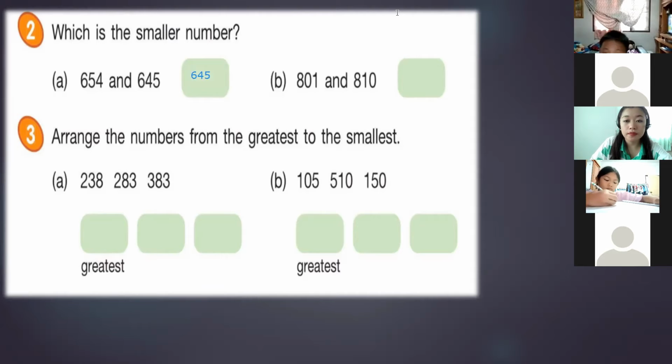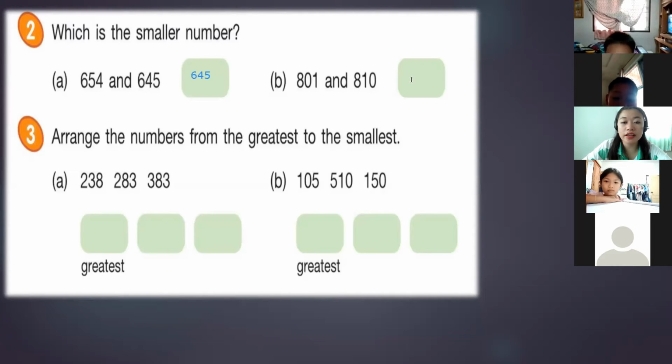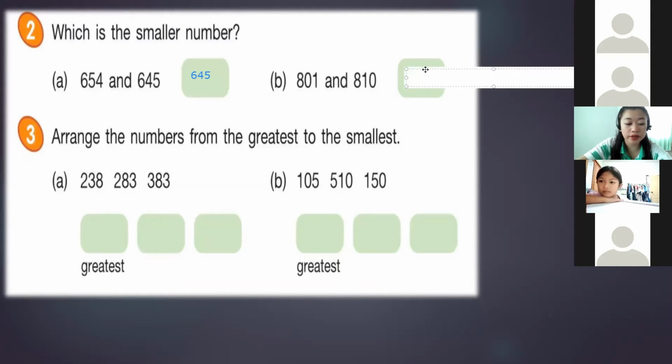Okay. Next, in letter B, we have 801 and 810. Which is the smaller number? Can someone answer? Which is the smaller number between 801 and 810? 801. Very good. Yes, 801 is the smallest number. Very good, students.